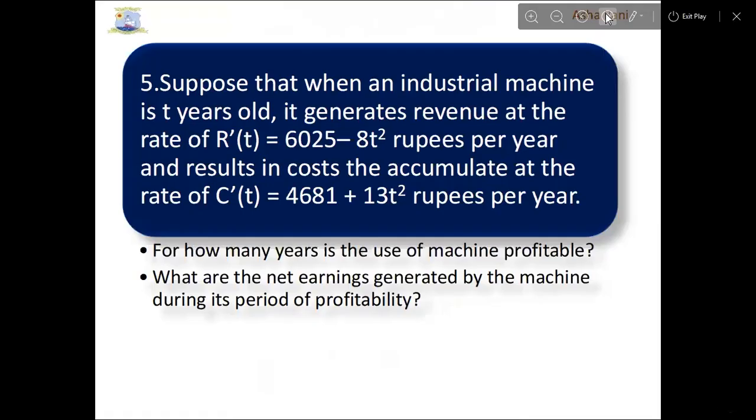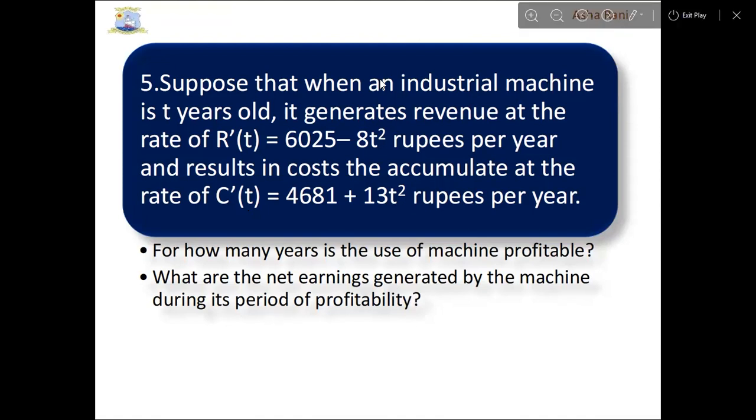Now another problem 5. Suppose that when an industrial machine is t years old, it generates revenue at rate r dash, the first derivative with respect to t, given this per year, and results in cost accumulated at the rate, this is also the derivative of cost with respect to time, rupees per year. For how many years is the use of the machine profitable, and what is the net earning generated by the machine during its period of profitability?